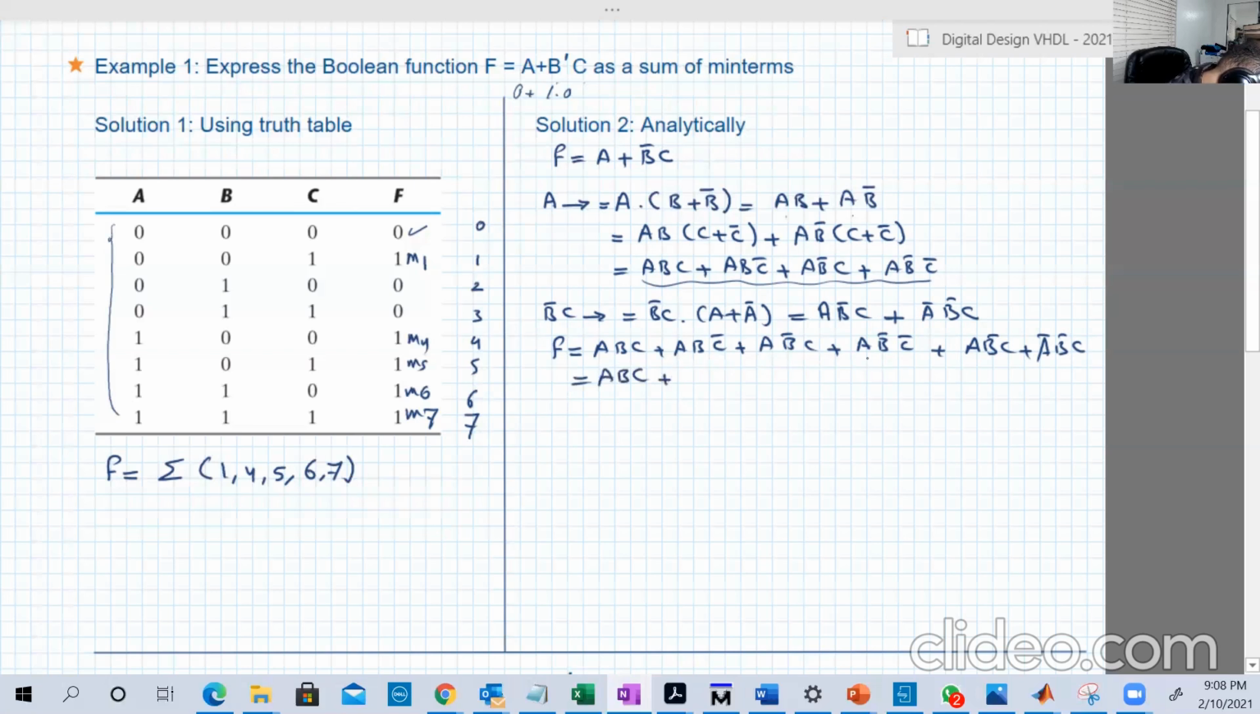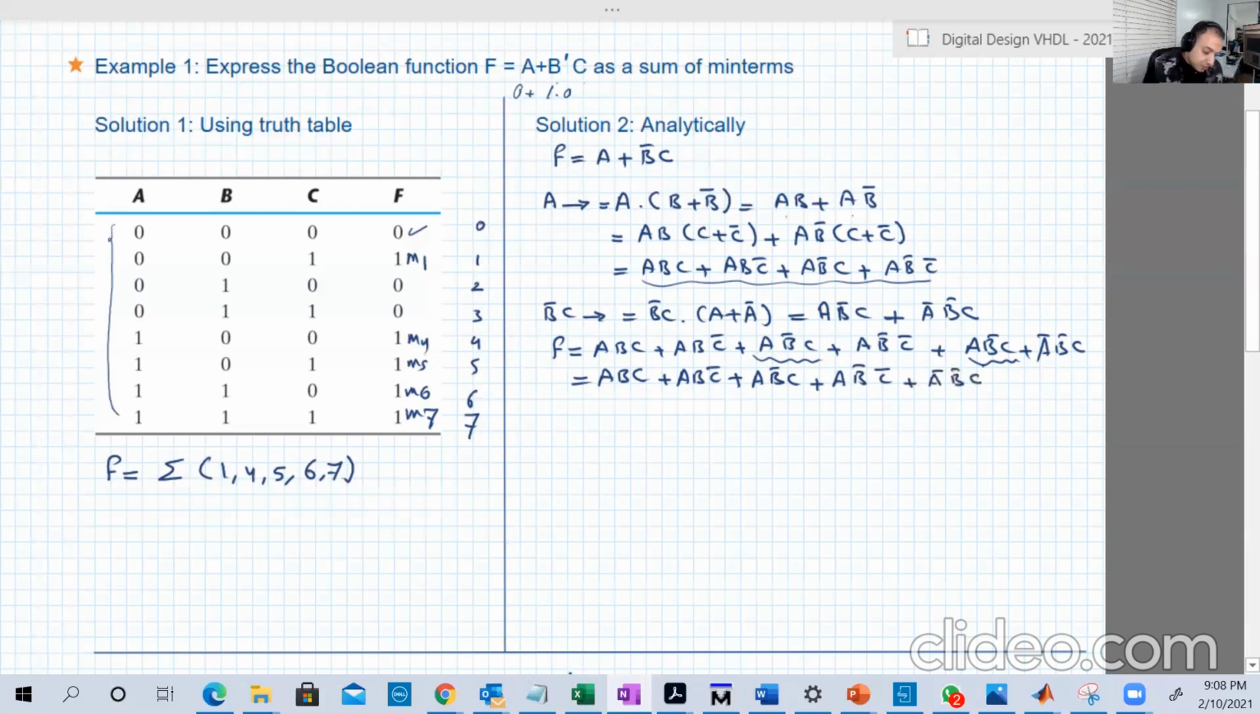ABC bar is also unique. AB bar C, yeah, this is repeated. So we'll just take one of them because X plus X is equal to X in digital design. So for Boolean algebra, AB bar C, then AB bar C bar, and yeah, these both are unique. The rest, the two remaining terms are just unique.